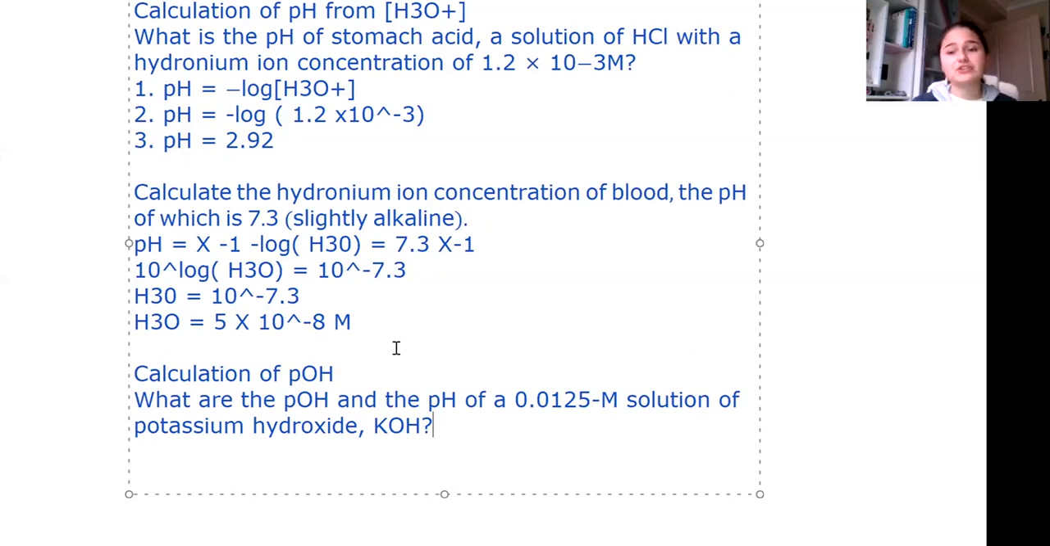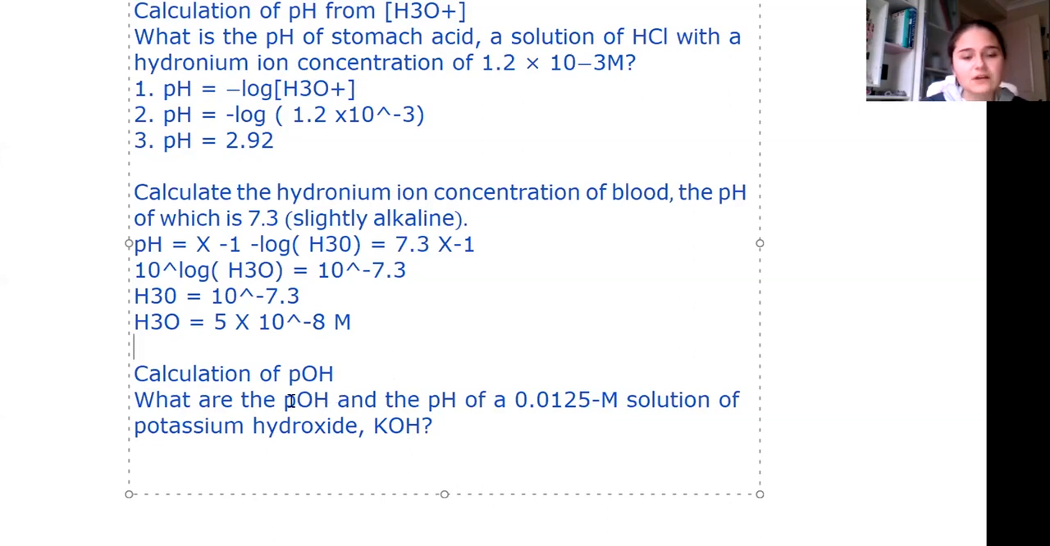At the top we did the calculation of pH from a H3O ion, a hydronium ion. Now we're doing the calculation of the pH using hydroxide. Our question's quite simple. What is the pOH?